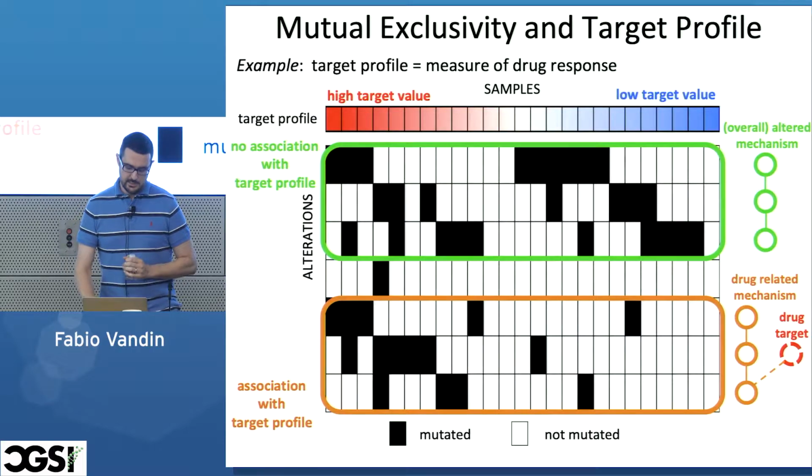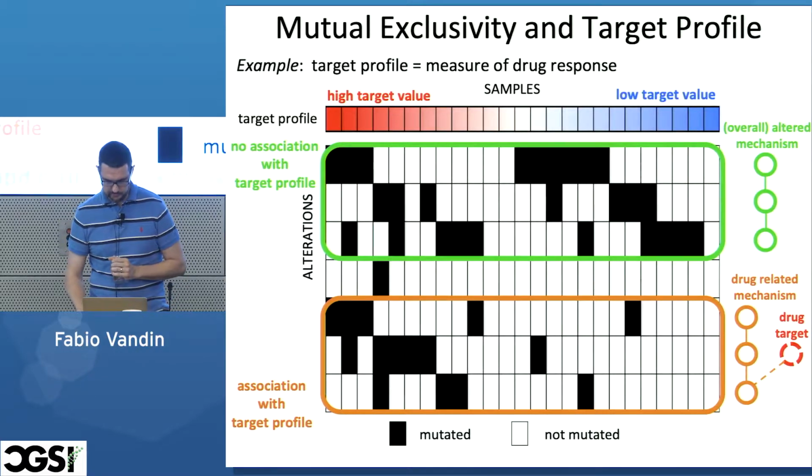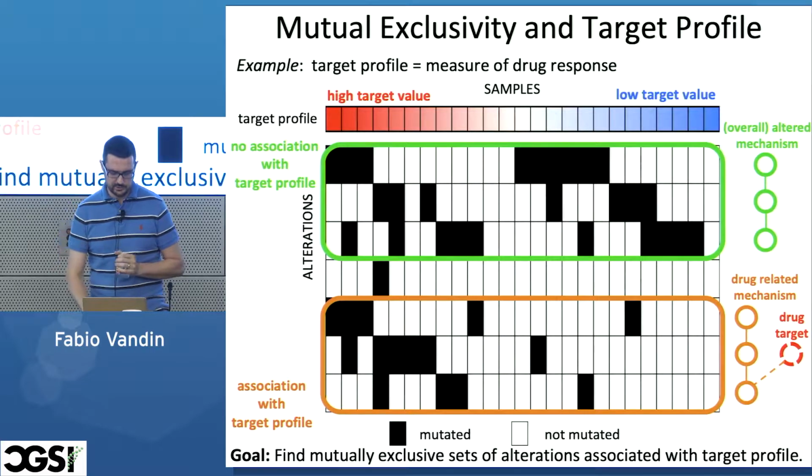And that means that in the set we may or may not have the drug target, but we can also identify other genes that are important in predicting the response to our drug. So our goal is to find this mutually exclusive set of alterations associated with the target profile.